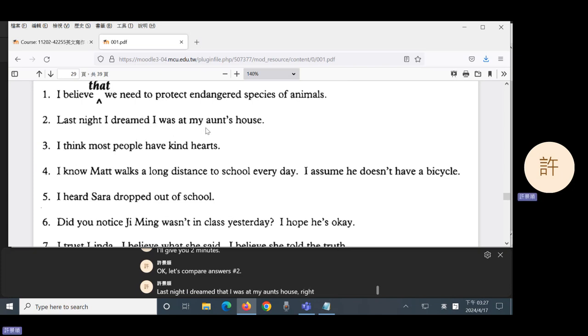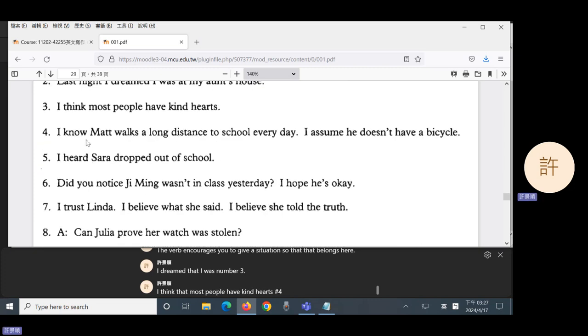Number 2, last night I dreamed that I was at my aunt's house. Right? I was at my aunt's house is a complete sentence. The verb encourages you to give a situation, so that belongs here. I dreamed that I was. Number 3, I think that most people have kind hearts. Number 4, I know that Matt walks a long distance to school every day. I assume that he doesn't have a bicycle. Again, he doesn't have a bicycle is a complete sentence. It is the object of the verb assume. It is the content of what you are assuming.